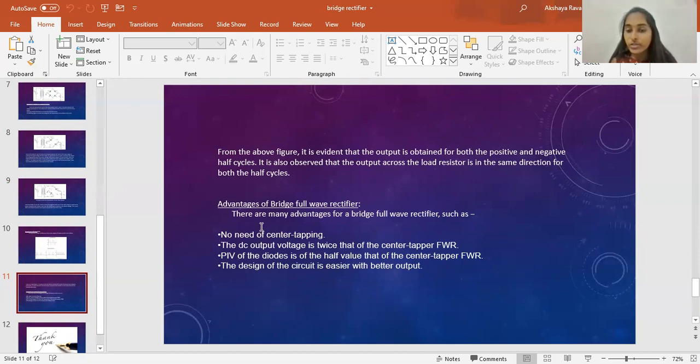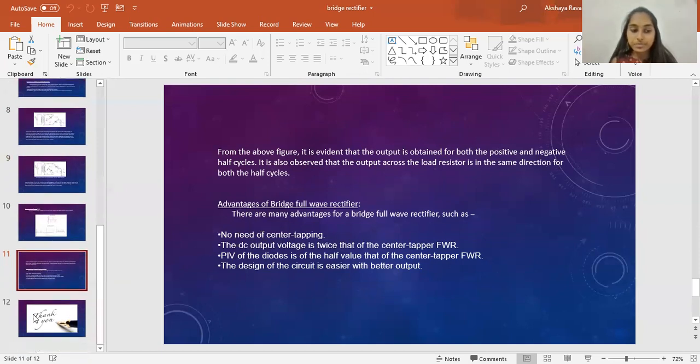Advantages of the bridge full wave rectifier. There are many advantages of a bridge full wave rectifier, which has no need of center tapping. The DC output voltage is twice that of the center tapped full wave rectifier. PIV of the diodes is half the value of that of the center tapped full wave rectifier. The design of the circuit is easier with a better output.